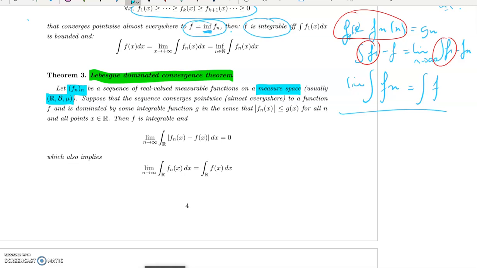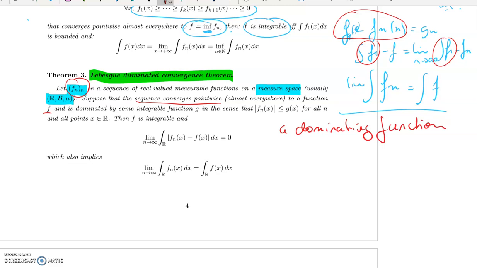Okay, this being said, let's go back to the Lebesgue dominated convergence theorem. So we still have our sequence fn of x. We still have that the sequence converges pointwise almost everywhere to a function f. But now we're not going to assume any kind of monotonicity. This sequence could be increasing or decreasing or whatever. The new thing, and it's going to be very important, is that we are going to need a dominating function.